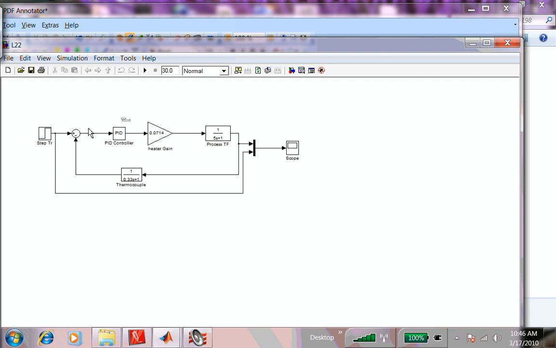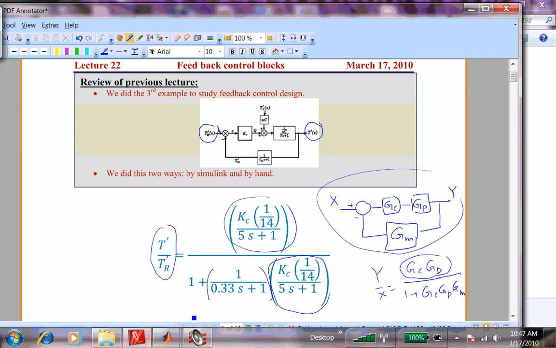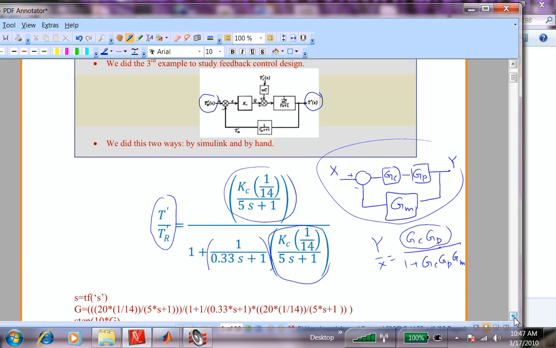Those are the three in the forward, so it's a product of all three. And for the feedback, we have this measurement. Okay. So using that rule, you can write immediately, and if you have to know how to do it, you have to go through the algebraic process that we did in the last lecture. So this is where we stop. So this is the effective transfer function.